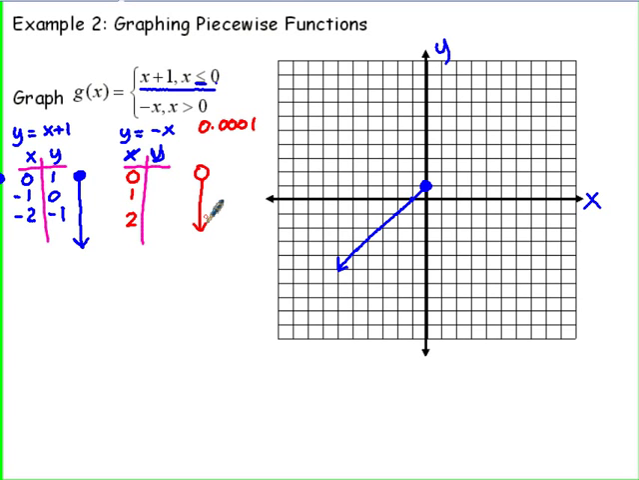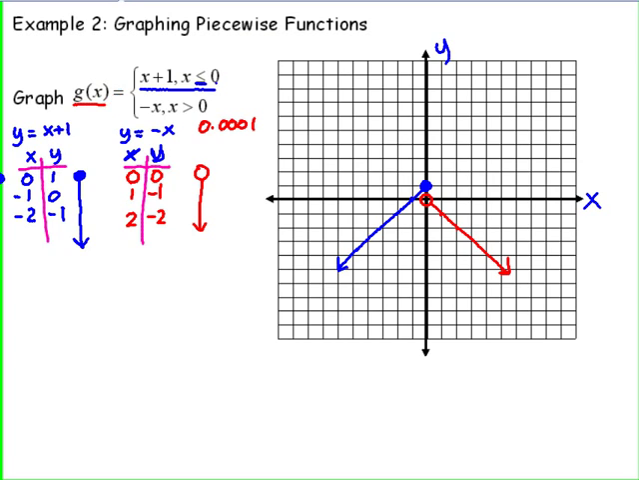Okay? So let's plug in our values. 0. Oh, you don't really have the opposite of 0. The opposite of 0 is 0. Opposite of 1 is -1, and the opposite of 2 is -2. All right, so let's go ahead and graph this. 0, 0 is an open circle. 1, -1, and 2, -2. Would be like that. All right, and that would be our piecewise function, g of x. g of x has 2 pieces. All right, I hope that was clear.